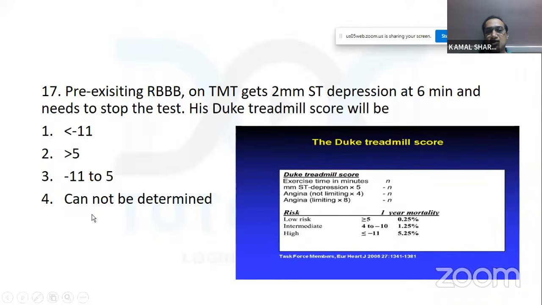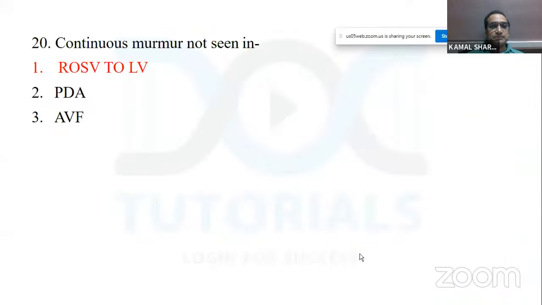So the Duke treadmill score was to be simply calculated. It surely can be determined in the presence of RBBB. Not achieving THR is not the criterion. THR will of course not be achieved when the patient gets an excruciating angina and has to stop exercising. So this answer would be less than minus 11. And as you know, if it's less than minus 11, 1 year mortality reaches up to 5%.